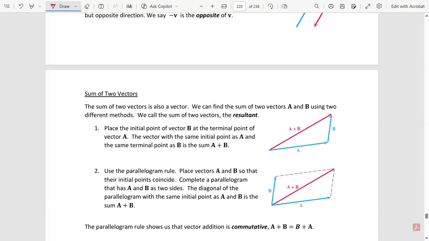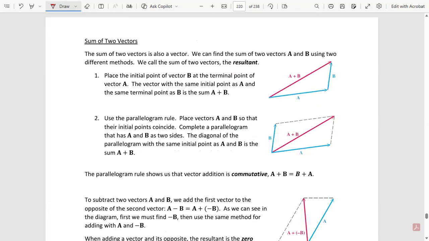How do we add two vectors? For adding two vectors, we have different methods. The sum of two vectors is also a vector, and that vector is called the resultant. To find the resultant, the sum of the two vectors, we can use different methods.